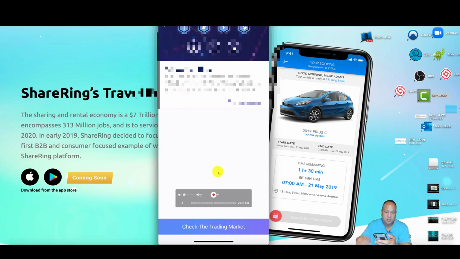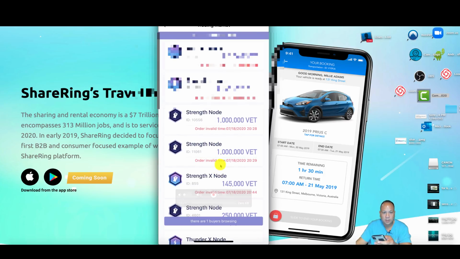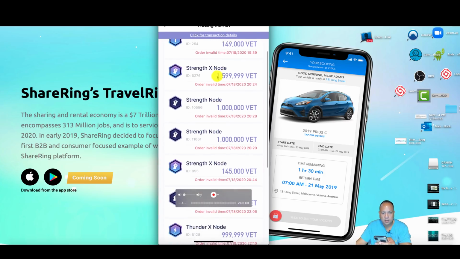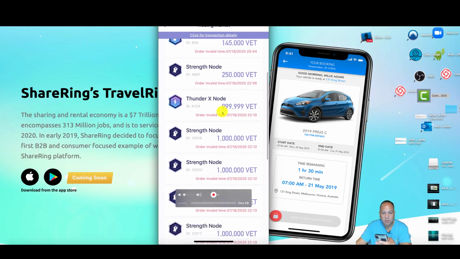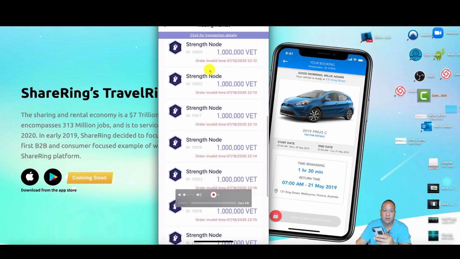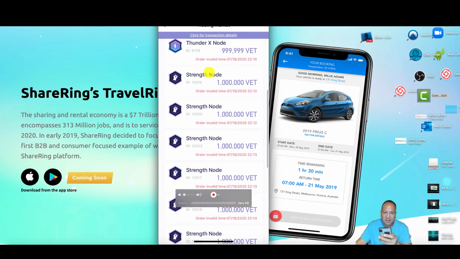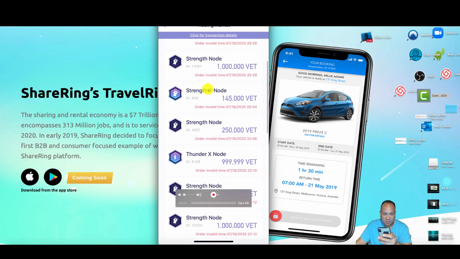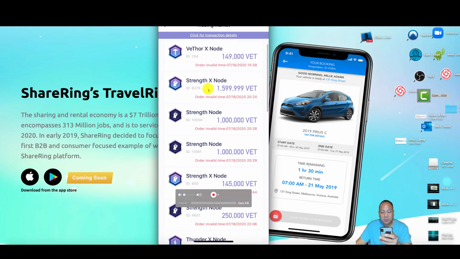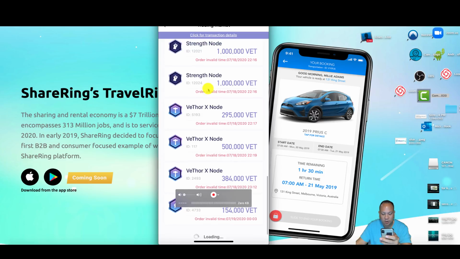Now this is where you can see if you want to upgrade to an X node or what's available on the market. As you can see, we have all of these that are available, Strength nodes, Thunder X nodes, etc. They're selling for high prices depending on the number. Some people just like that number. If it has an 8 in it, some people will buy it, they're superstitious. I've seen some of these sell for quite a high price, and I've also seen them sell at a low price.